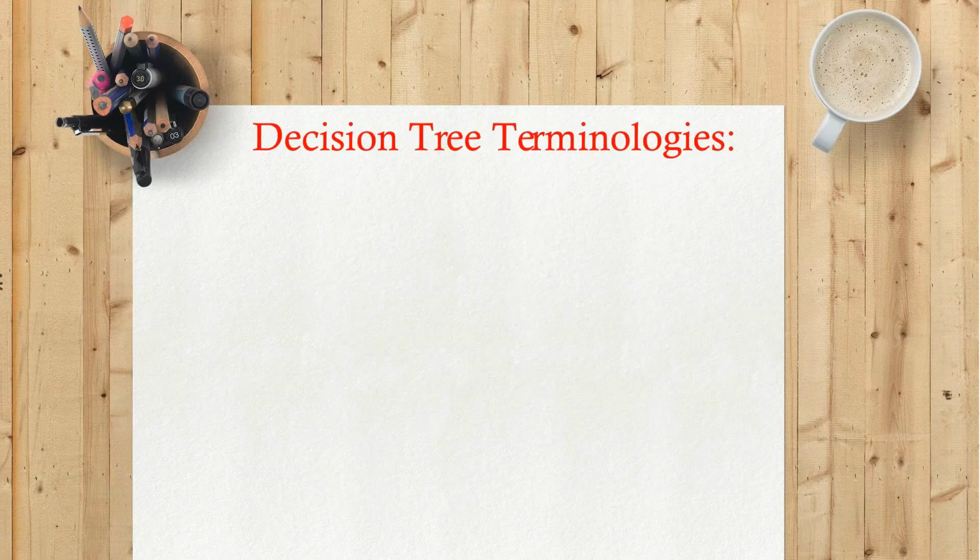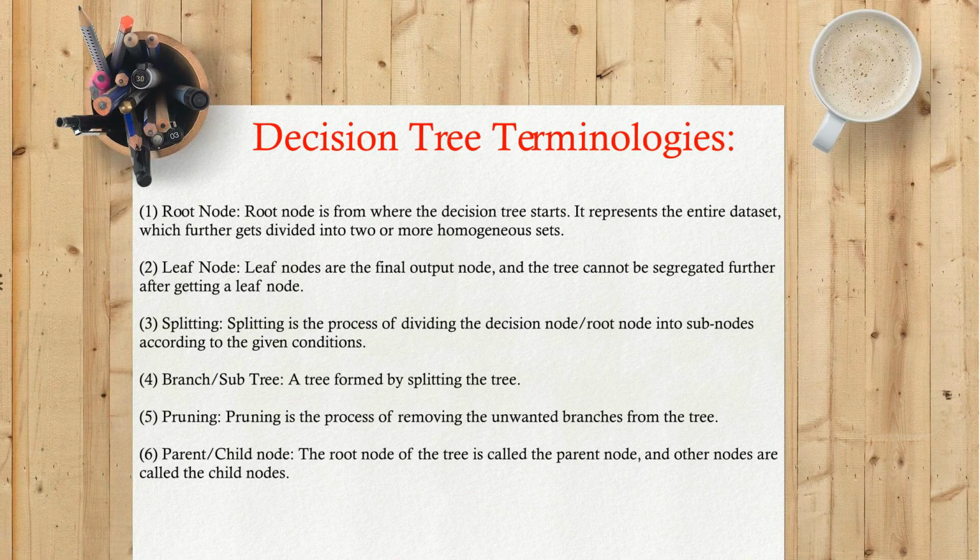Decision tree terminologies. 1. Root node. Root node is from where the decision tree starts. It represents the entire dataset, which further gets divided into two or more homogeneous sets. 2. Leaf node. Leaf nodes are the final output node, and the tree cannot be segregated further after getting a leaf node. 3. Splitting. Splitting is the process of dividing the decision node or root node into subnodes according to the given conditions.